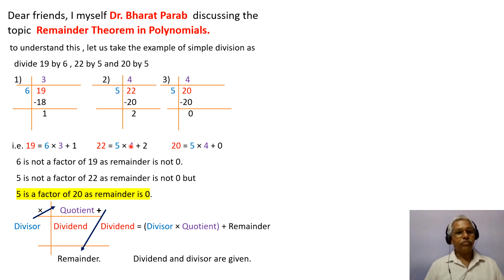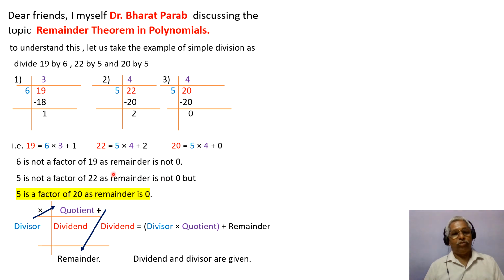So all these can be expressed as: 19 can be written as 6 into 3 plus 1, where 1 is the remainder. 22 can be written as 5 into 4 plus 2, where 2 is the remainder. And 20 can be written as 5 into 4 plus 0, as 0 is the remainder.